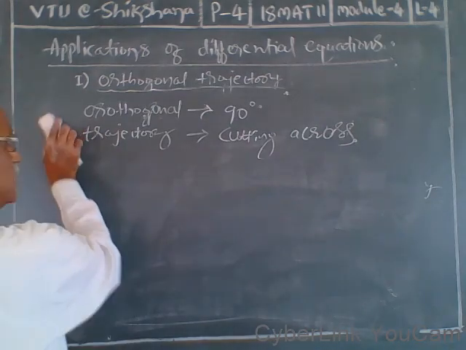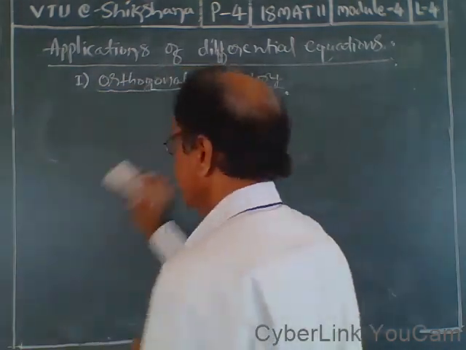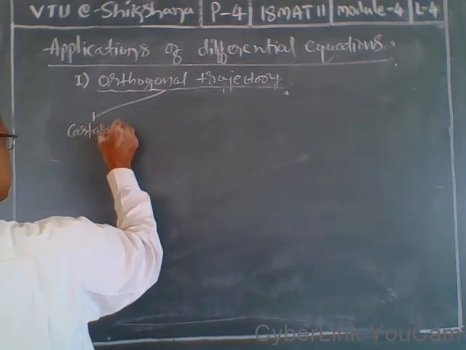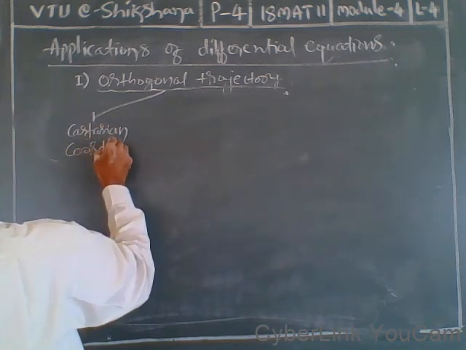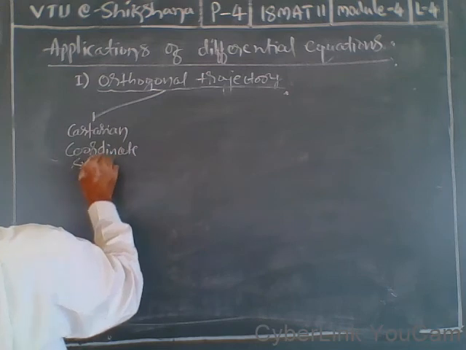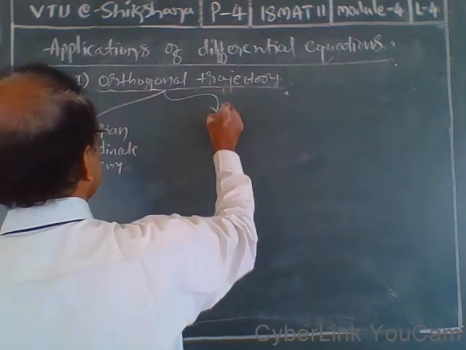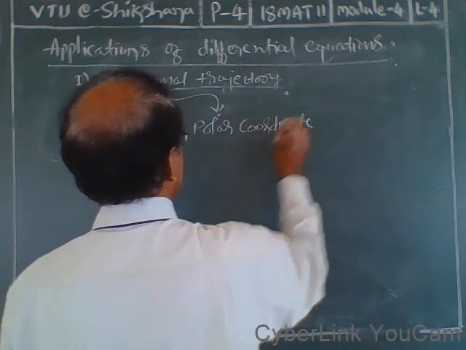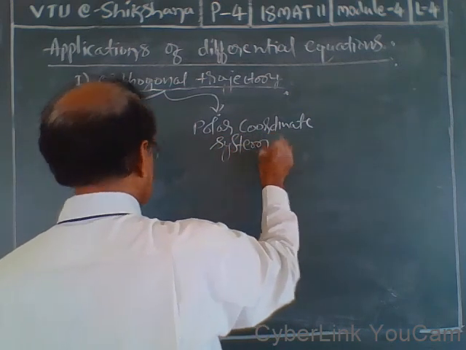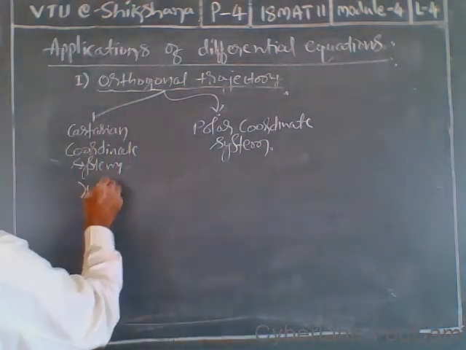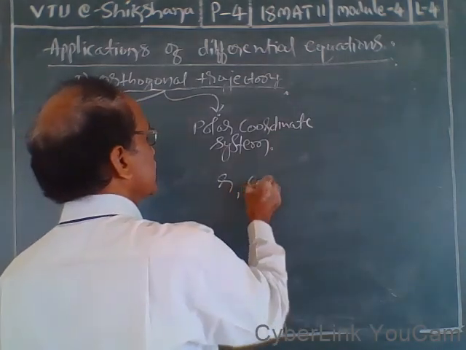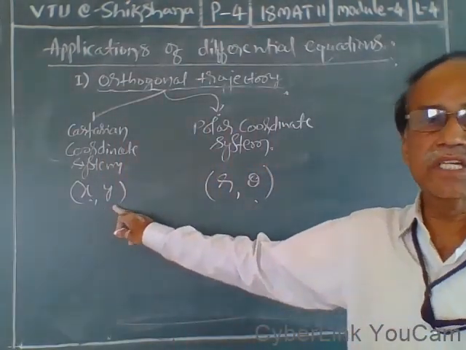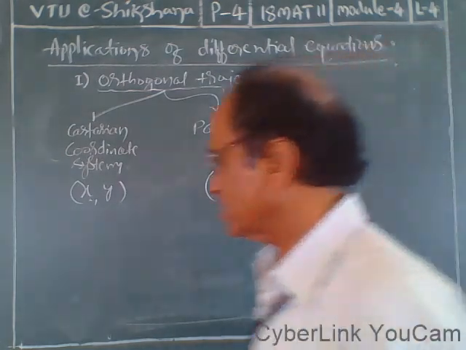Here, how are we going to define between two curves? There are two systems in this. One is the Cartesian coordinate system, and another is the polar coordinate system. The Cartesian coordinate system is in terms of x and y. The polar coordinate system is in terms of r and theta. These two are the variables in Cartesian form and these two are the variables in polar form.